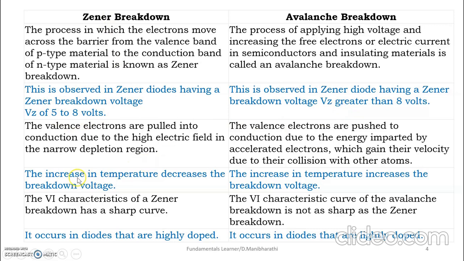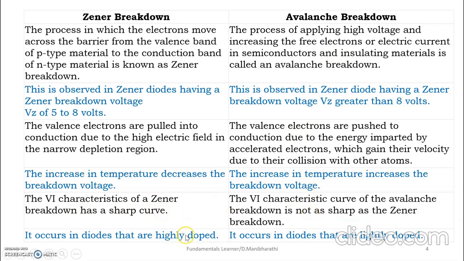Another important thing is when the temperature is increasing, breakdown voltage gets reduced in Zener breakdown. But here in avalanche breakdown, when temperature is increased, breakdown voltage also gets increased. That's your avalanche breakdown. And it has a sharp curve, right? This curve is sharp, characteristic curve, and this curve is not sharp.